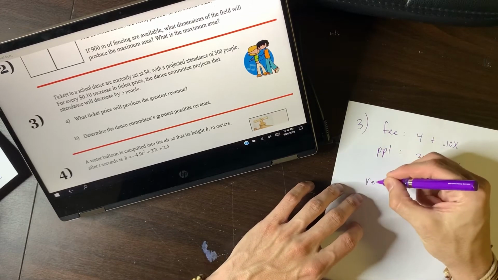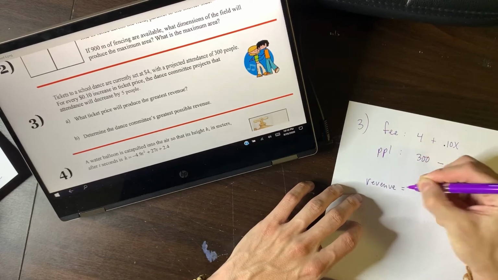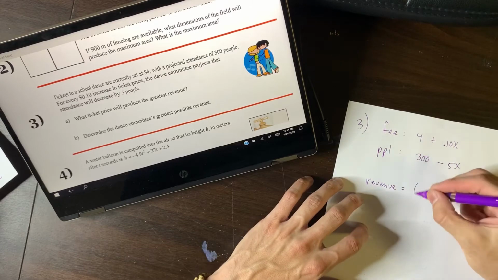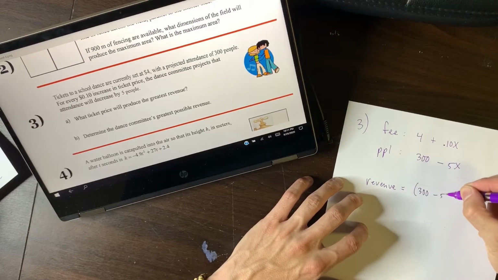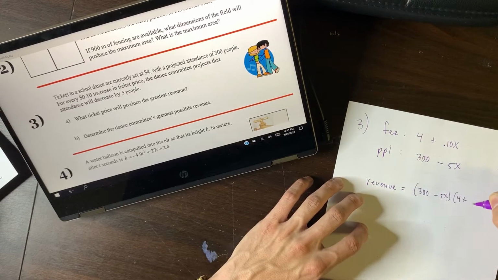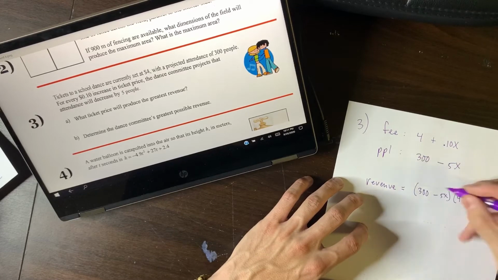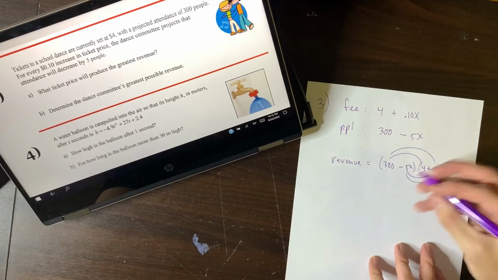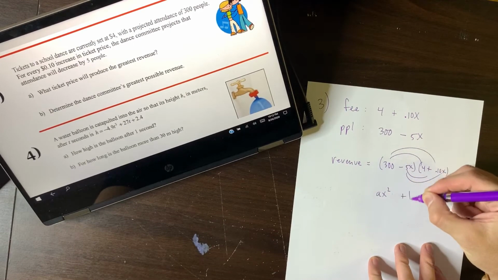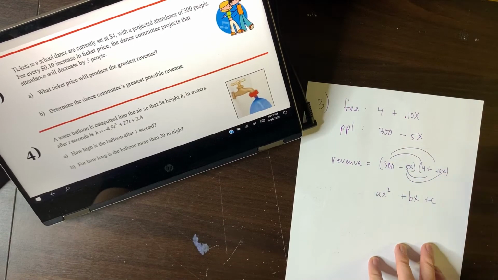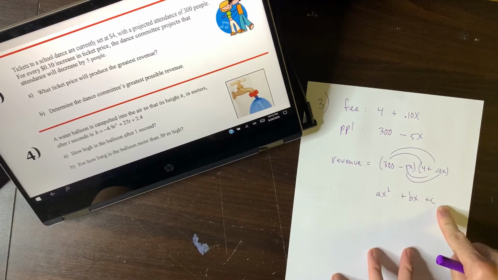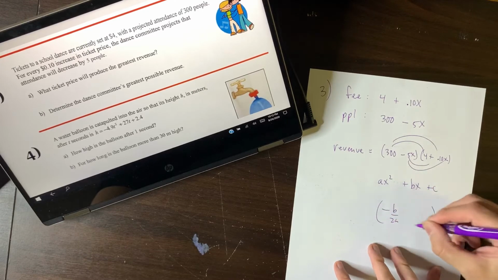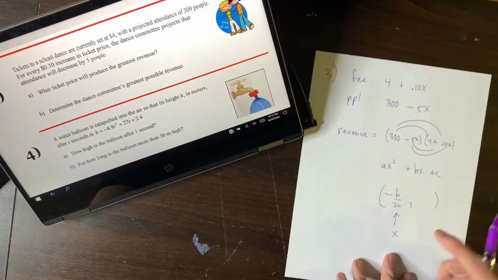Now, as it pertains to revenue, it is going to equal the number of people times how much each person pays. So it's 300 minus 5x and then 4 plus 0.10x. I'll leave it there. Do what we did in class where you distribute. And once you go distributive property, you're going to have something that says ax squared plus bx plus c, like we've been doing before, right? Make this look like this, like we've been doing. And then what you want to do is go negative b over 2a, because that's going to tell you the value of x.